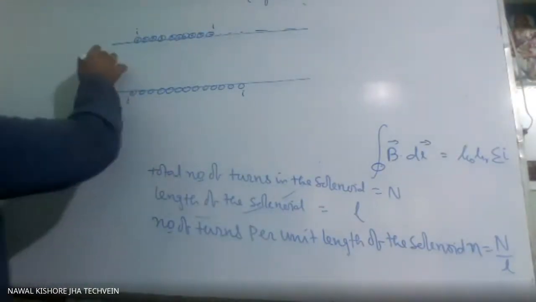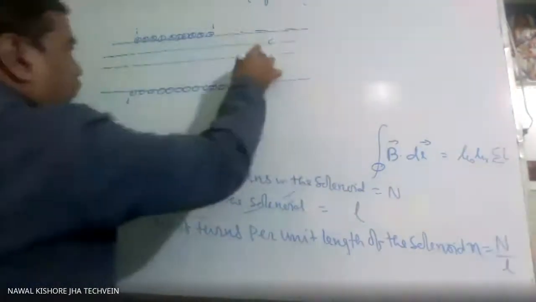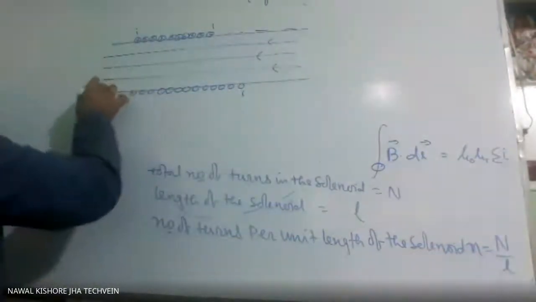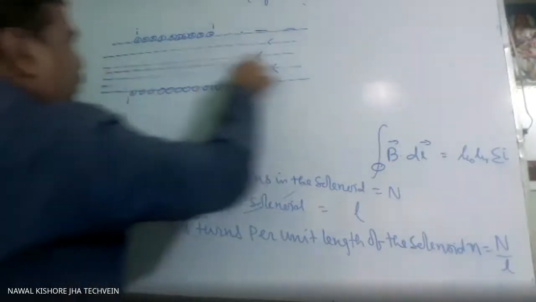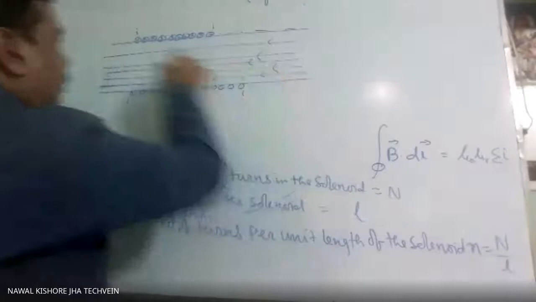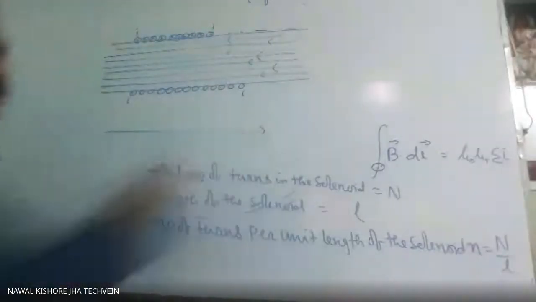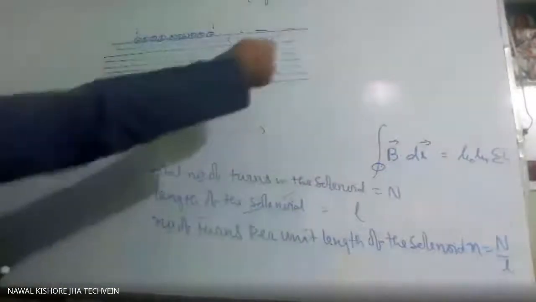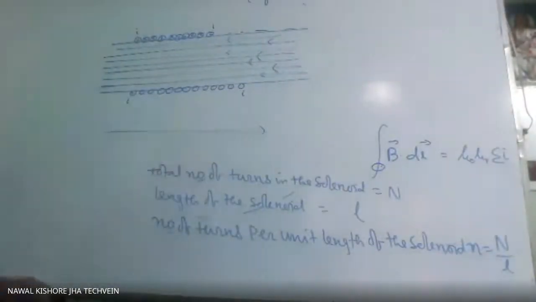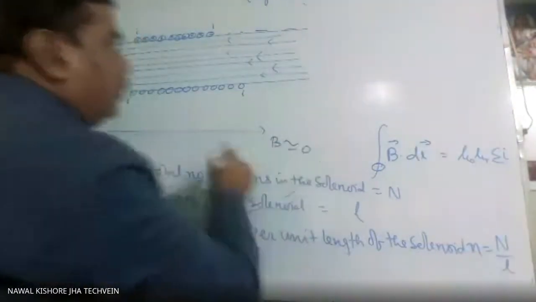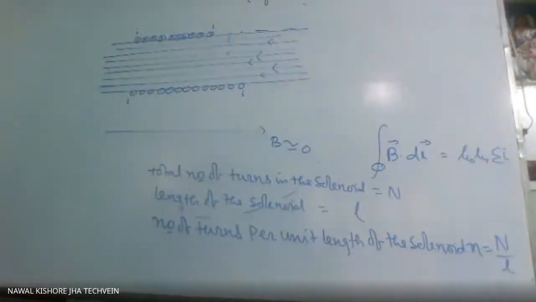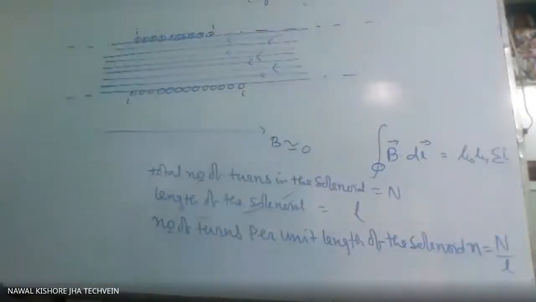Now the magnetic lines of force are in this direction. We are considering it is a uniform magnetic field. Here it is this way, but here it will be different, but that is negligible. Outside, the magnetic field is almost zero. Inside, the magnetic field is almost constant and uniform if you consider a small region. As the solenoid is infinitely long, at any point on the axis it will be the same. Only at the end it will be different.